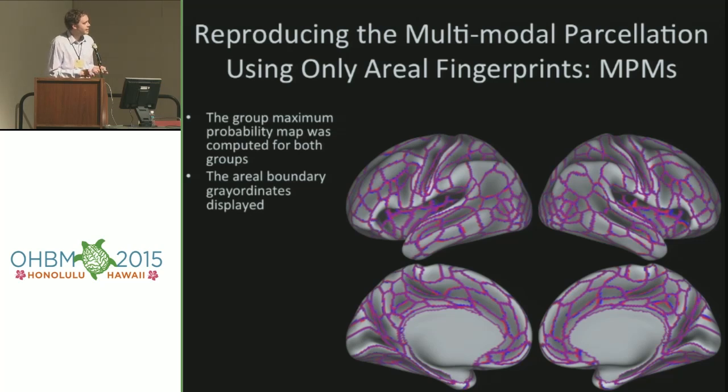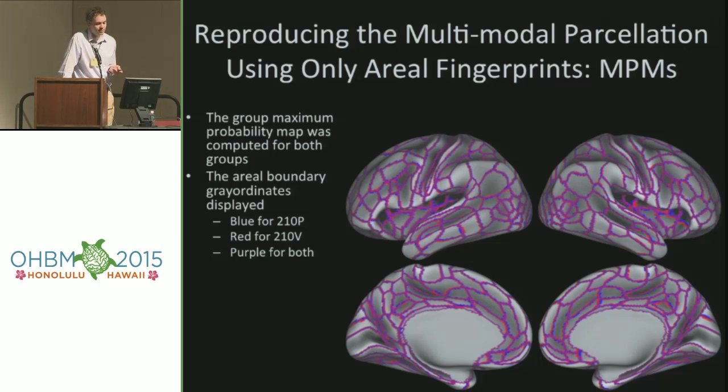Here we're displaying the areal boundary gray ordinates only. So if you see something that's blue, that means it was a boundary in 210P. If you see something that is red, it was a boundary in 210V. And purple is basically both. And you can see it's mostly purple.